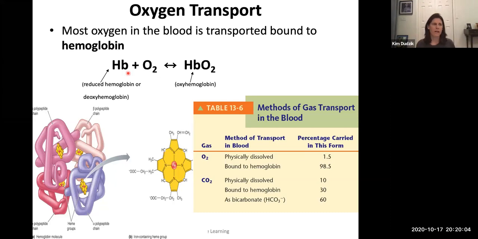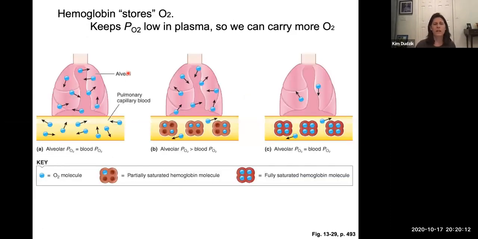So now we want to find out, why does it bind up at the lungs? And why does it release oxygen at your tissues? Well, first of all, let's look at why hemoglobin is very important in keeping the partial pressure of oxygen low in the plasma. It does this so we can actually carry more oxygen while keeping the partial pressure of the plasma low, so we can continue the diffusion from the alveoli into the bloodstream.